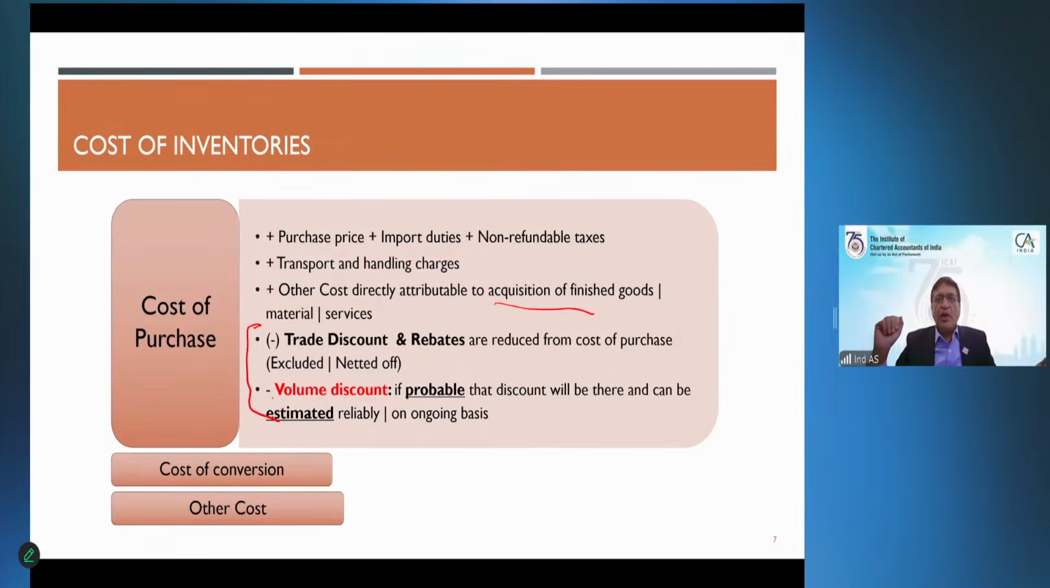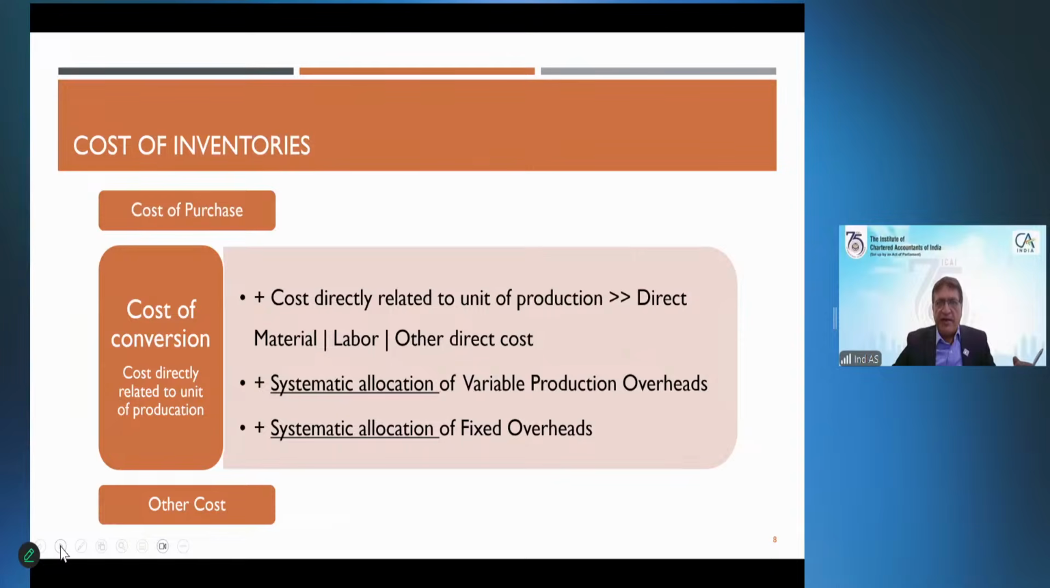Okay, friends. Now, the principle that we have to apply is when it becomes probable that you will get the discount, and it can be reliably estimated on an ongoing basis, then you can take the impact of volume discount. We'll take an example on this, and then probably it would be more clarified. Just wait for a minute, we'll come to it.